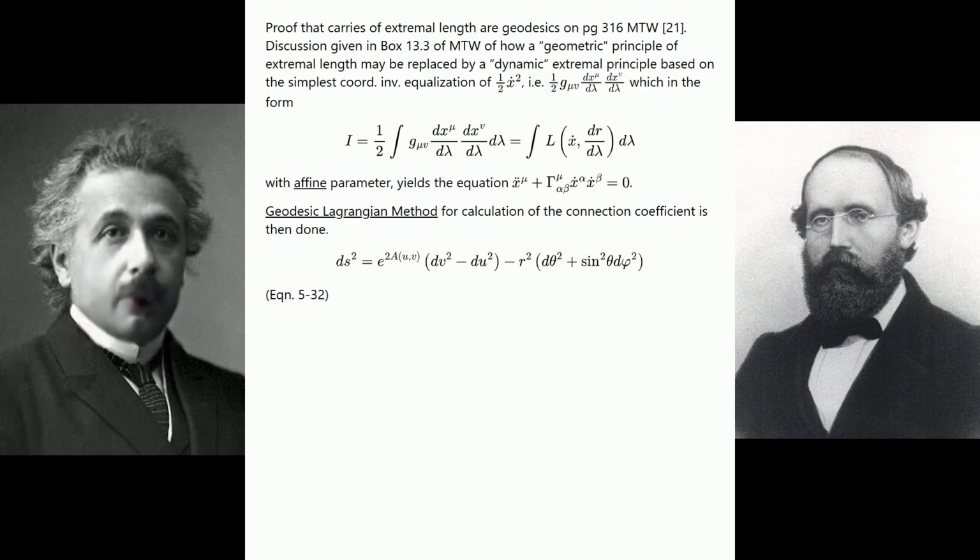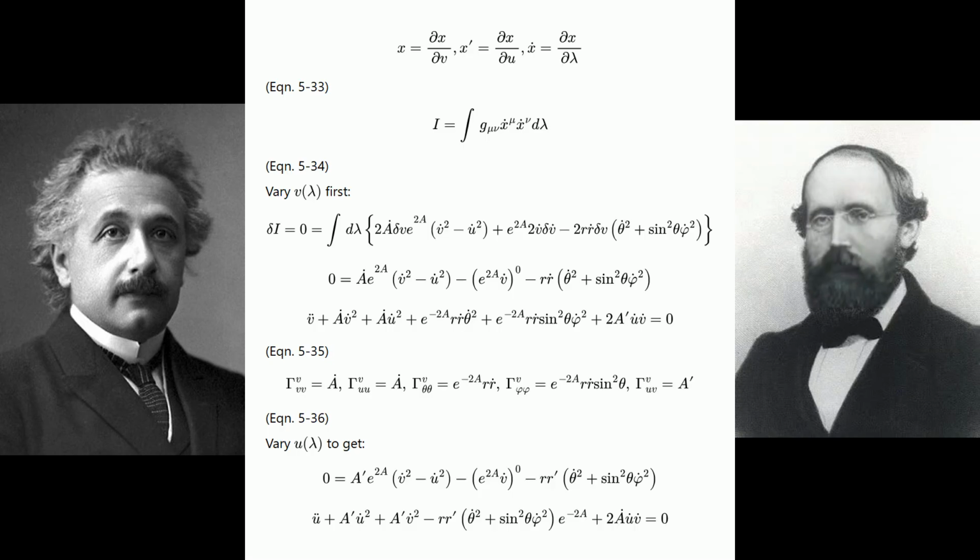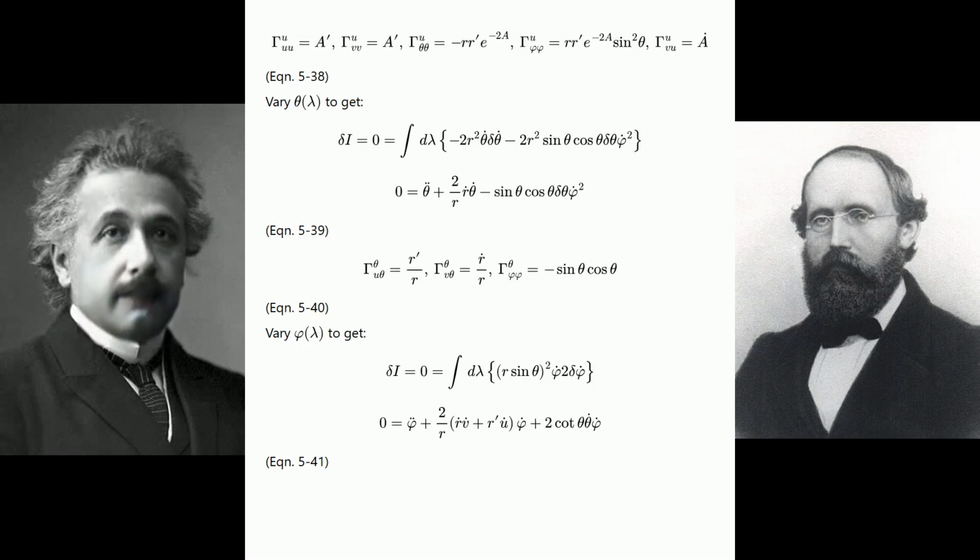Geodesic Lagrangian method for calculation of the connection coefficients is then done. See equation 5-32. See equation 5-33. See equation 5-34. Vary v(λ) first. See the equations. See equation 5-35. See equation 5-36. Vary u(λ) to get, see the equation. See equation 5-37. See equation 5-38. Vary θ(λ) to get, see the equation shown. See equation 5-39.